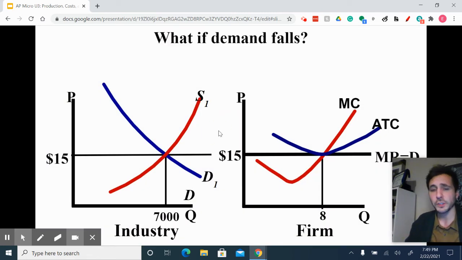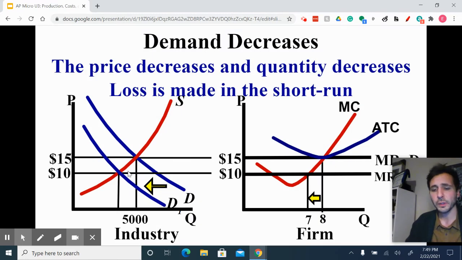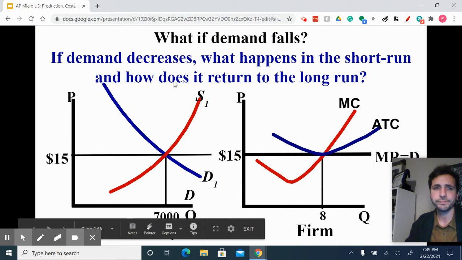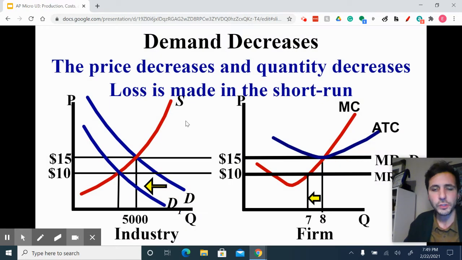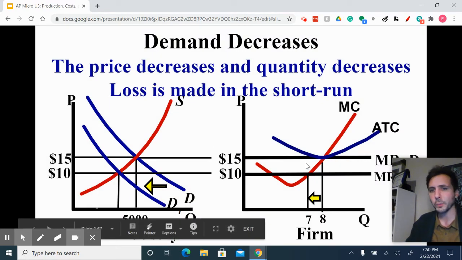What if demand falls? What's going to happen? Well, demand will shift to the left. There you go, if you want to write that down. Demand's going to shift to the left. When demand shifts to the left, we are no longer at long-run equilibrium. In fact, we have ourselves a loss.